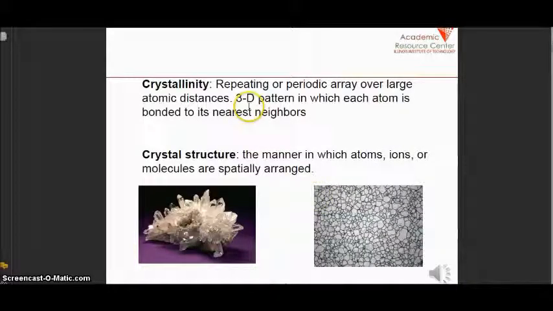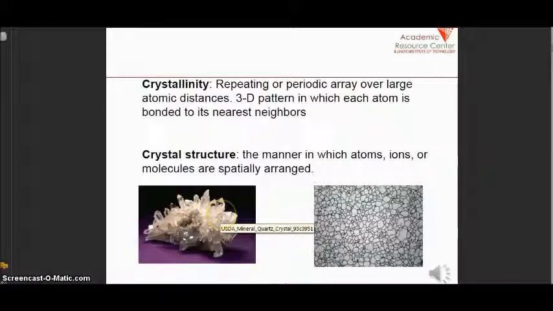So first you should know what crystallinity is. What are the special features of crystalline solids? Crystallinity is the regular arrangement of the ions, positive ions and negative ions. In a crystalline solid you can see a regular arrangement of the atoms in a 3D pattern. This is the main feature of crystalline solids.